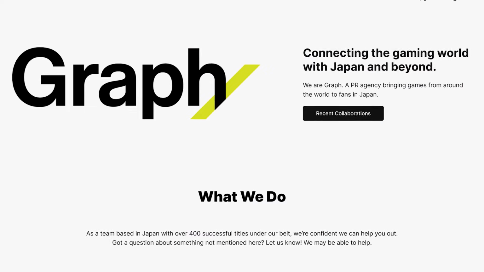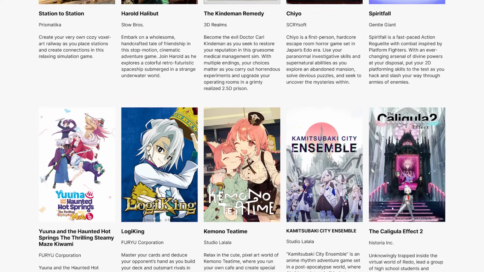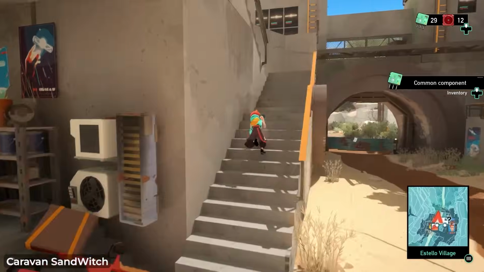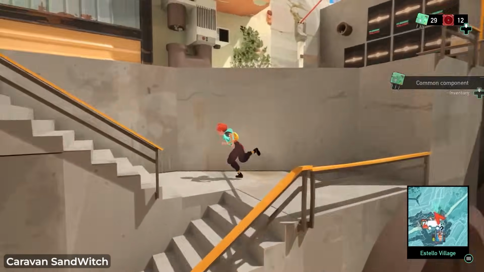I'm here with Justin at the Graph booth. Can you give a very quick intro of what does Graph do in general? Hey, so I'm Justin. I'm an international account manager at Graph. You can see behind us. Graph is the newest branch of Active Gaming Media. And what we do is marketing, PR, getting games from around the world and introducing them to an Asian market, whether it's in Japan, China, Korea. We just want to find good games from around the world and get them noticed here. And of course, we also do event representation.